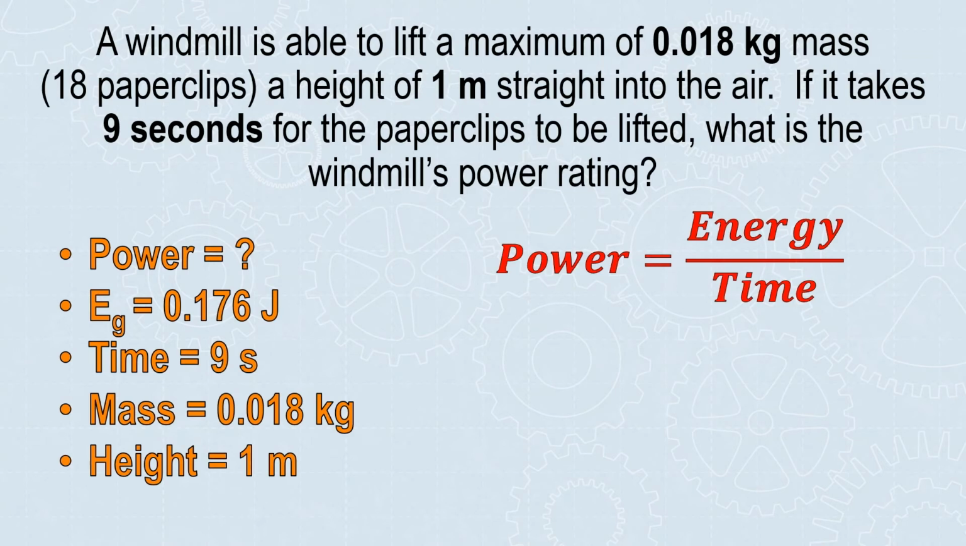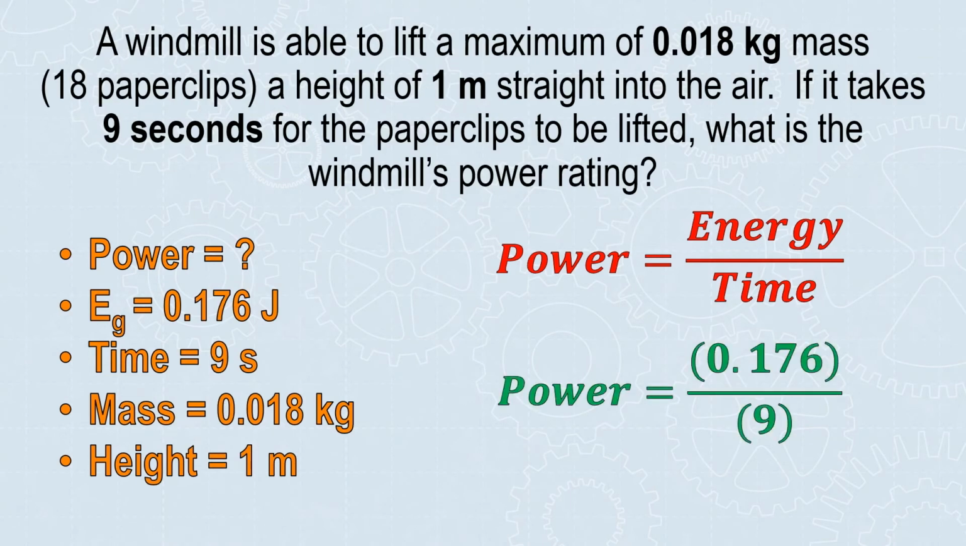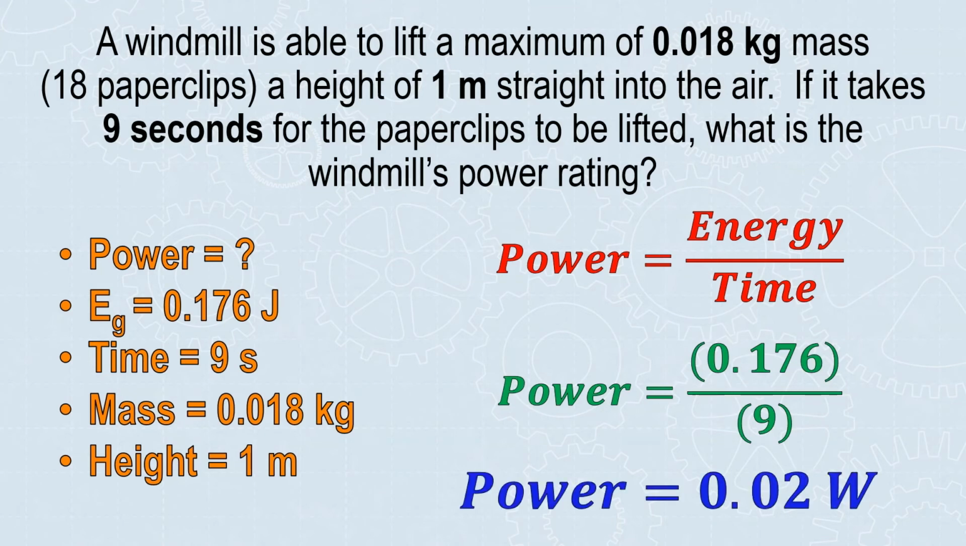We know that power is energy divided by time. In this case, any type of energy. We have gravitational potential energy. I'm going to plug in my energy. I'm going to plug in my time. A quick calculation gives me a power rating of 0.02 watts.